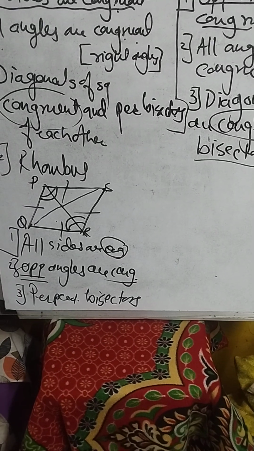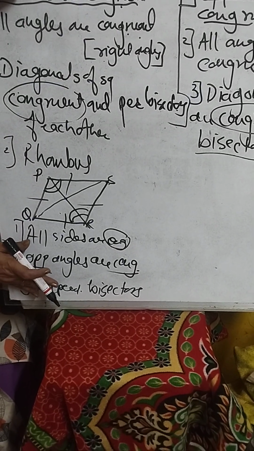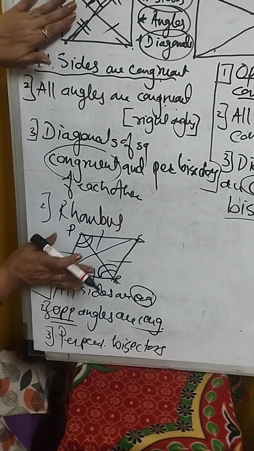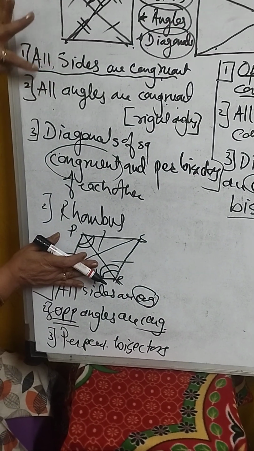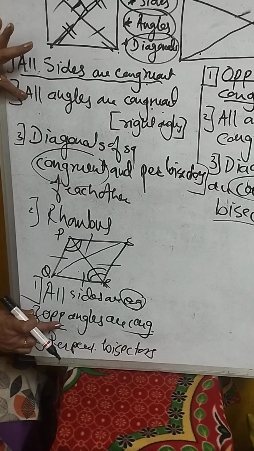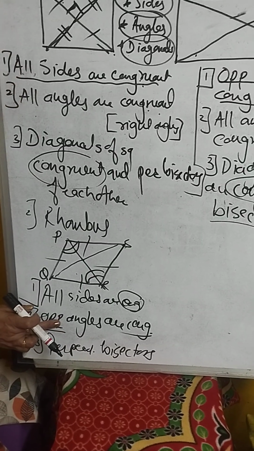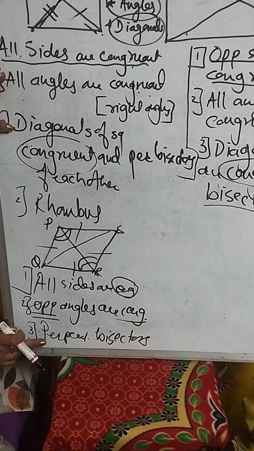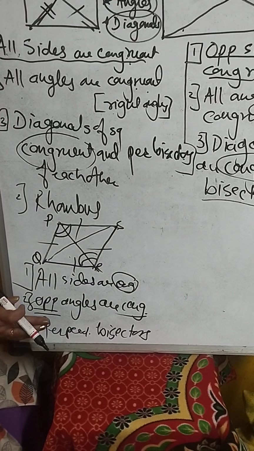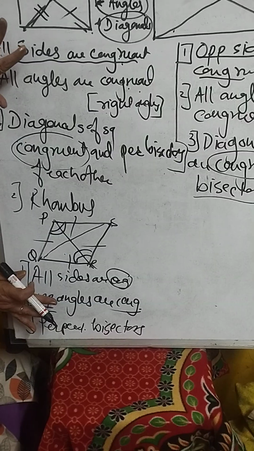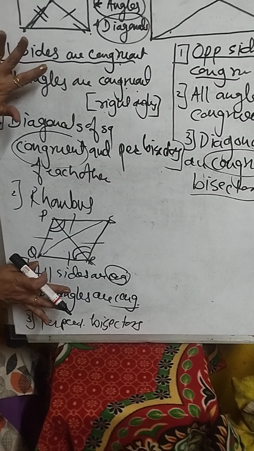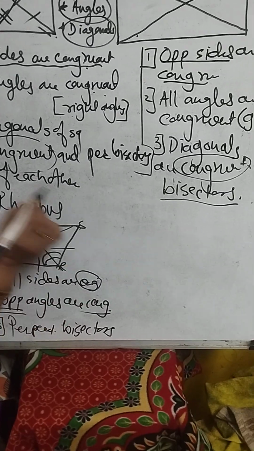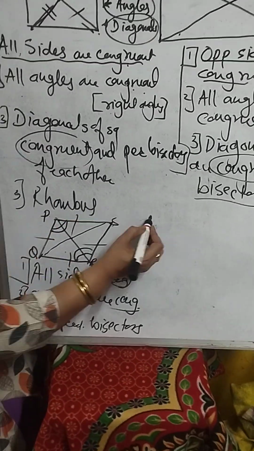Are you understanding? So what is the similarity? The same properties. All sides congruent, all sides congruent. All angles congruent in the square, only opposite angles congruent in the rhombus. Diagonals are congruent and perpendicular bisectors in the square; here only perpendicular bisectors. This way you should remember quadrilaterals comparatively. Now this is the third one, rhombus.